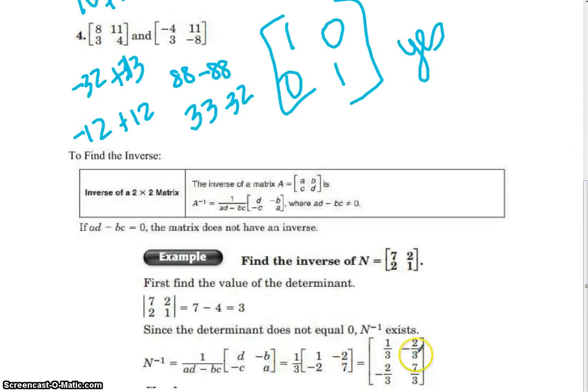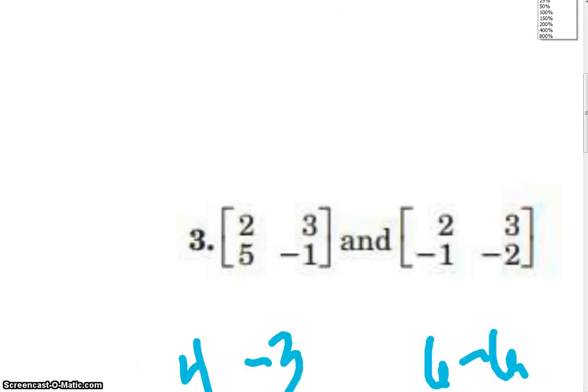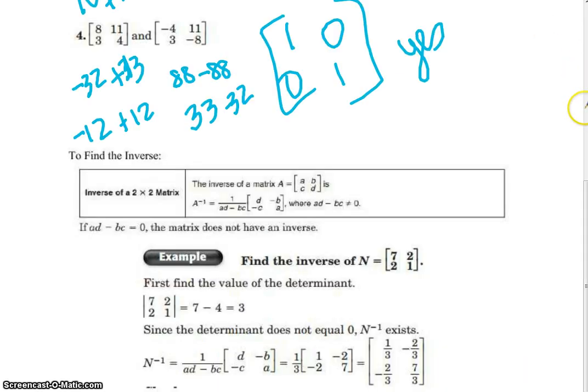So if they give you 2 matrices and they want to know if they are inverses or not, you just multiply them together and see if you get the identity. If they give you 1 and tell you to find the inverse, okay? The inverse of a 2 by 2 is referred to as A to the negative 1. That means inverse. You take 1 over AD minus BC times D, negative B, negative C, A.